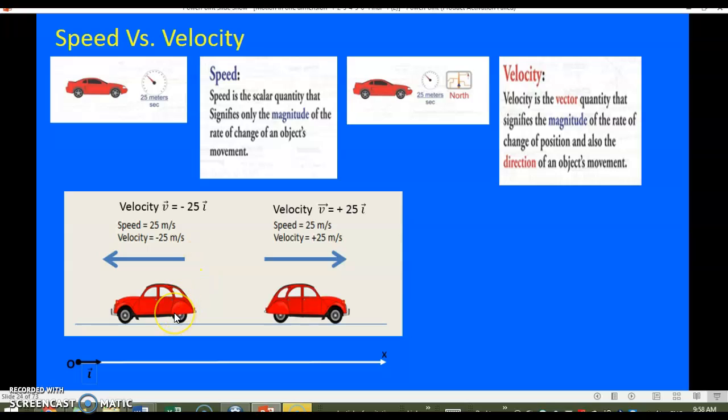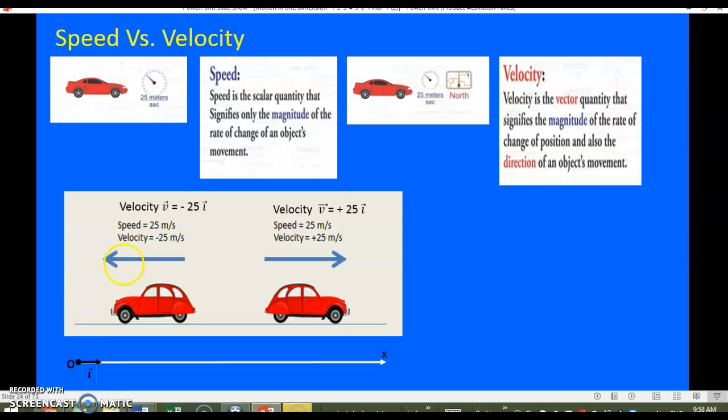One is moving opposite to the direction of the unit vector i, the other is moving in the same sense of the unit vector i. So it's plus 25 i vector and minus 25 i vector. So the v vector for the one here is plus 25 i vector, showing that it's moving in the same sense as i, while the other one here is minus 25 i vector, showing that it's moving in a direction opposite to the sense of the i vector.